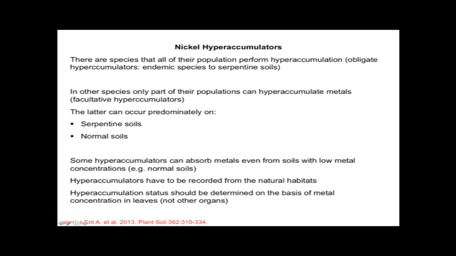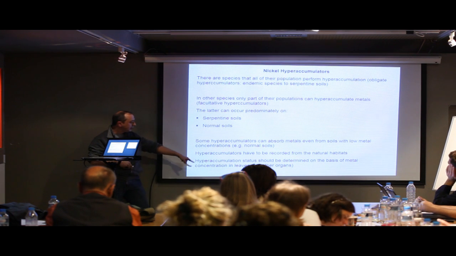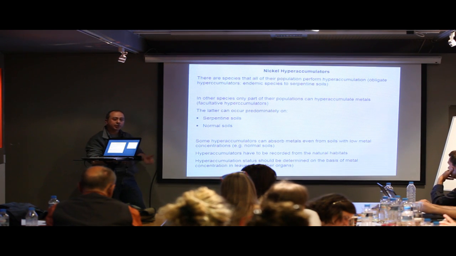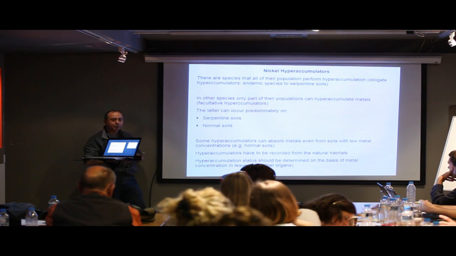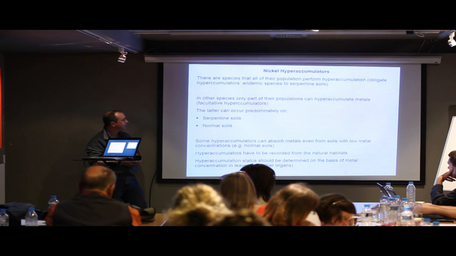In order to characterize a plant as a hyperaccumulator, we have to find these high concentrations of nickel in natural habitats, because there are a lot of experiments with hydroponic cultures of plants. We don't want these cases. We want only cases in natural habitats. And the hyperaccumulation status should be determined on the basis of metal content in the leaves, not other organs, because in roots we have larger amounts but immobile amounts of heavy metals.